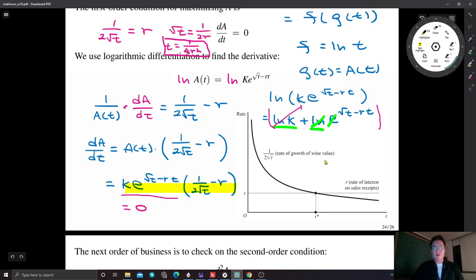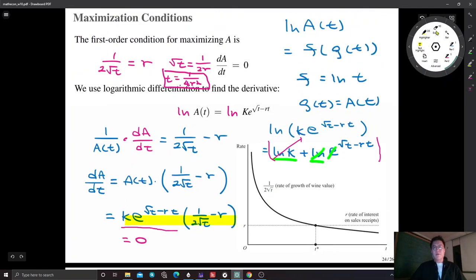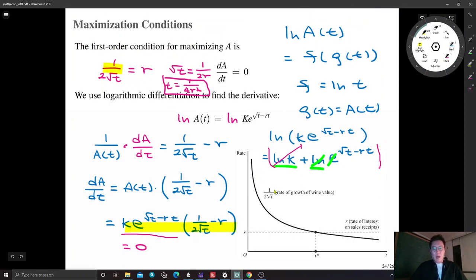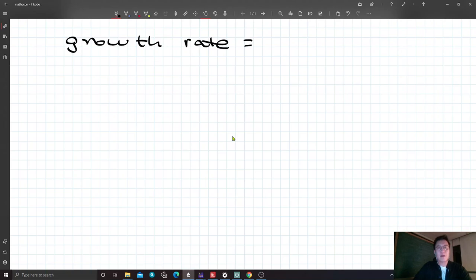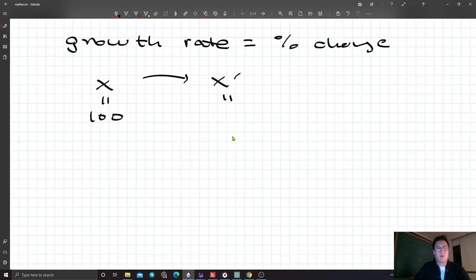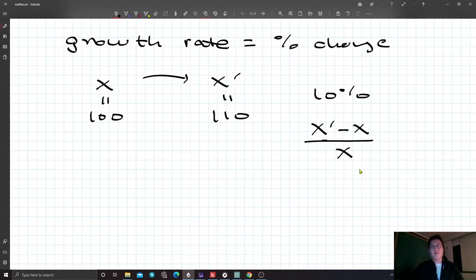So the intuition behind is that we can interpret this 1 over 2 square root of t as the rate of growth of the y value. Okay? And if we think about the growth rate of something, that is a percentage change. Okay? So if some variable x was originally x, or 100, right? And then that increases to x prime, say 110, right? Then the growth rate is 10%. The way to find this percentage change is we compute the change in x and then divide it by the original value of x, the previous value of x, right?